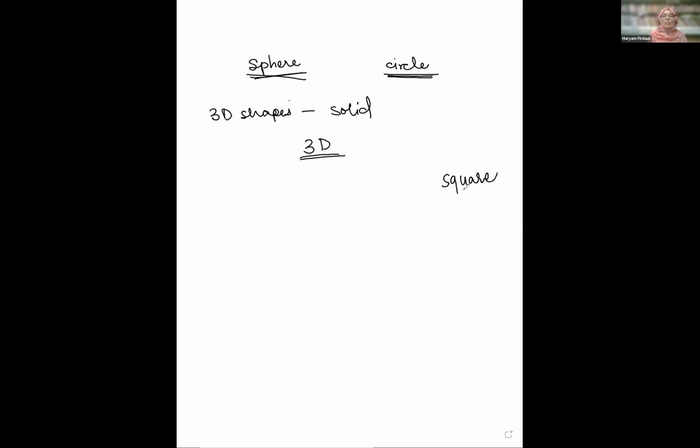So let's try to understand what is 3D and what is not 3D. Let's just go to the basics. Can I ask you a question? Yeah, sure. Go ahead. What is the difference between square, pyramid, and square? Okay, we'll come to that a little later. First, let us differentiate between a sphere and a circle. That is the basic distinction that we need to make.